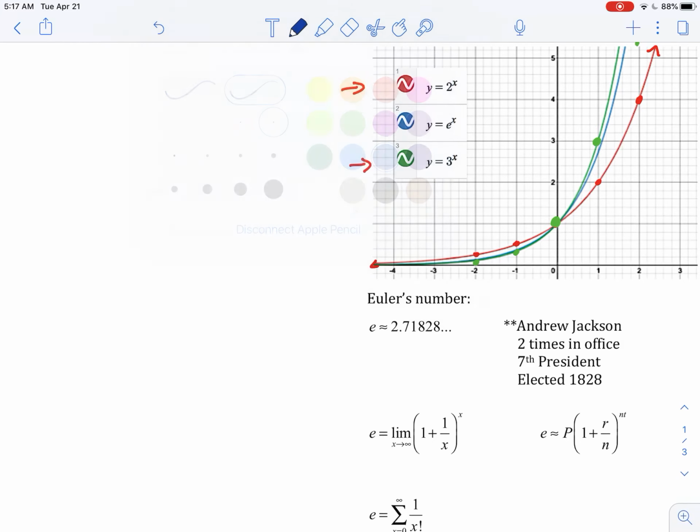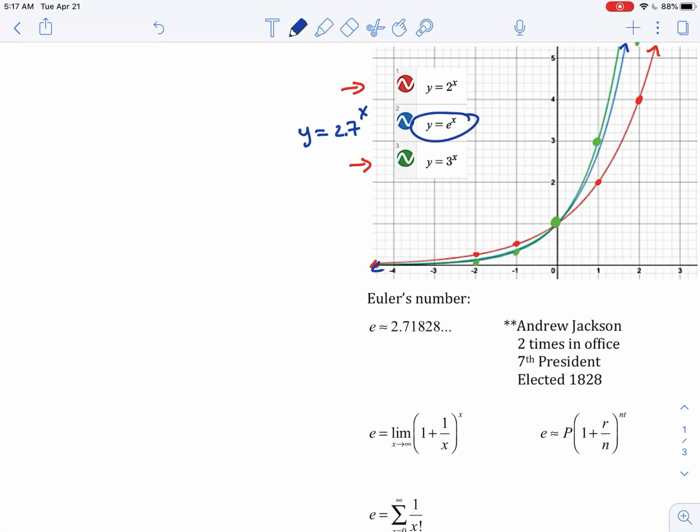So if we were to sketch y equals 2.7 to the x, well, if the red graph was 2 to the x and the green graph was 3 to the x, then it should make sense that 2.7 to the x would be somewhere between those, a little bit closer to our 3 to the x versus our 2 to the x, which is that blue curve that we see in the picture there.